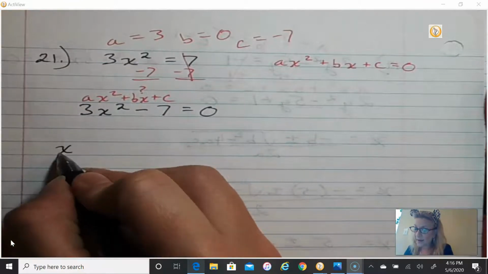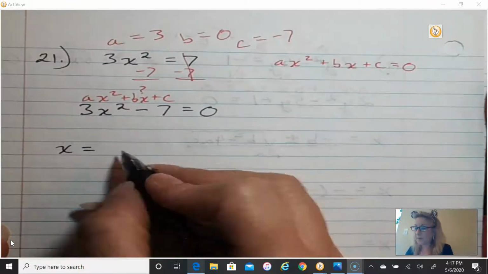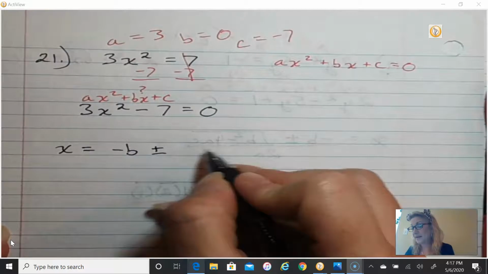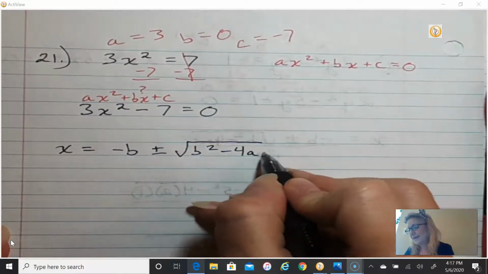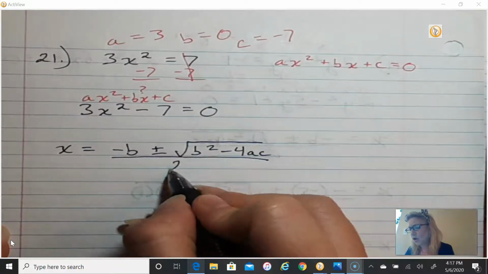Formula. I encourage you guys to write this down. It's the only way to memorize it, because it's big and ugly. All right, negative b plus or minus the square root of b squared minus 4ac, all over 2a.